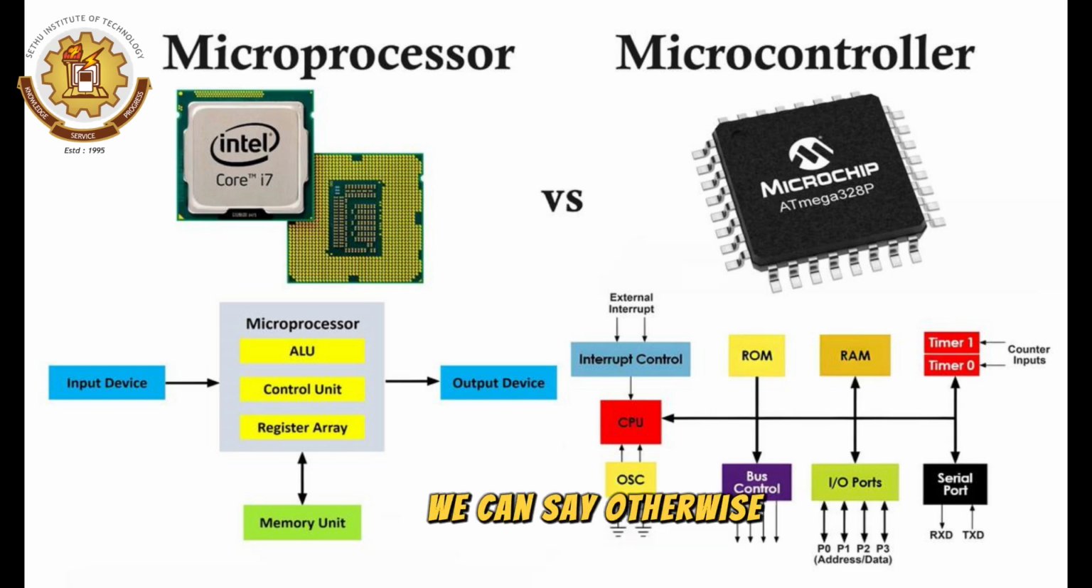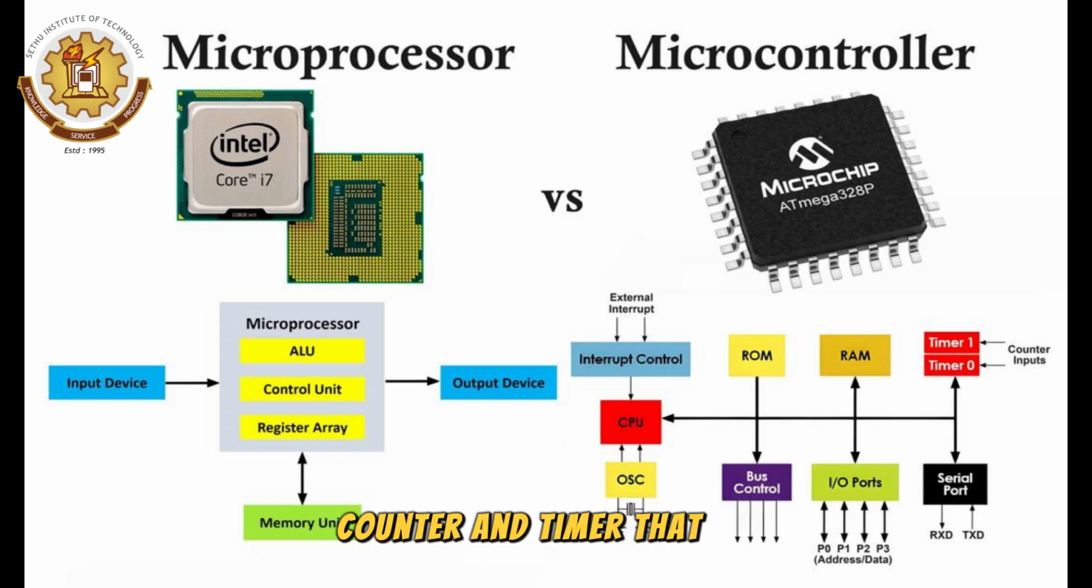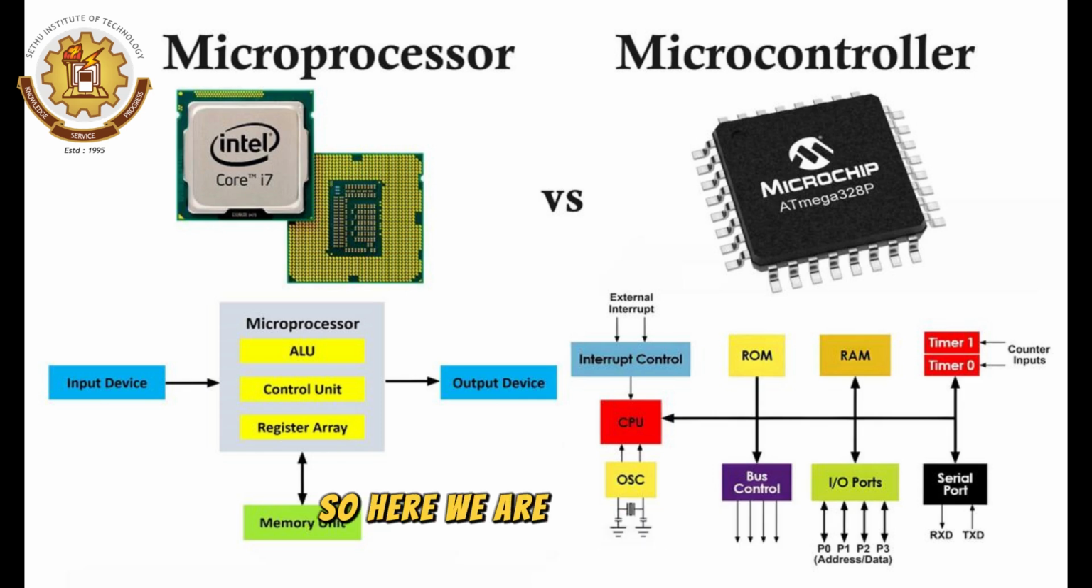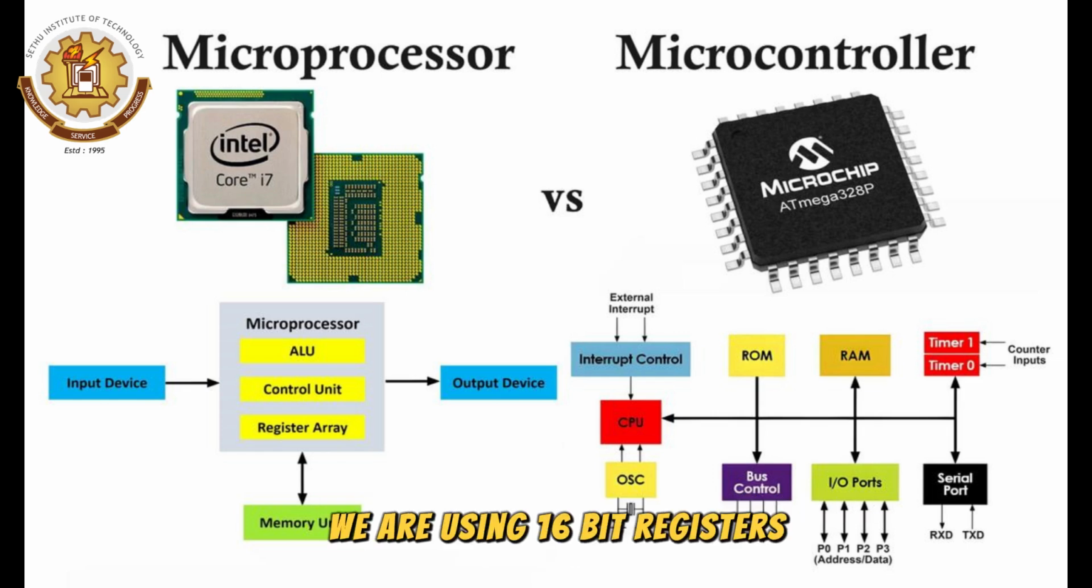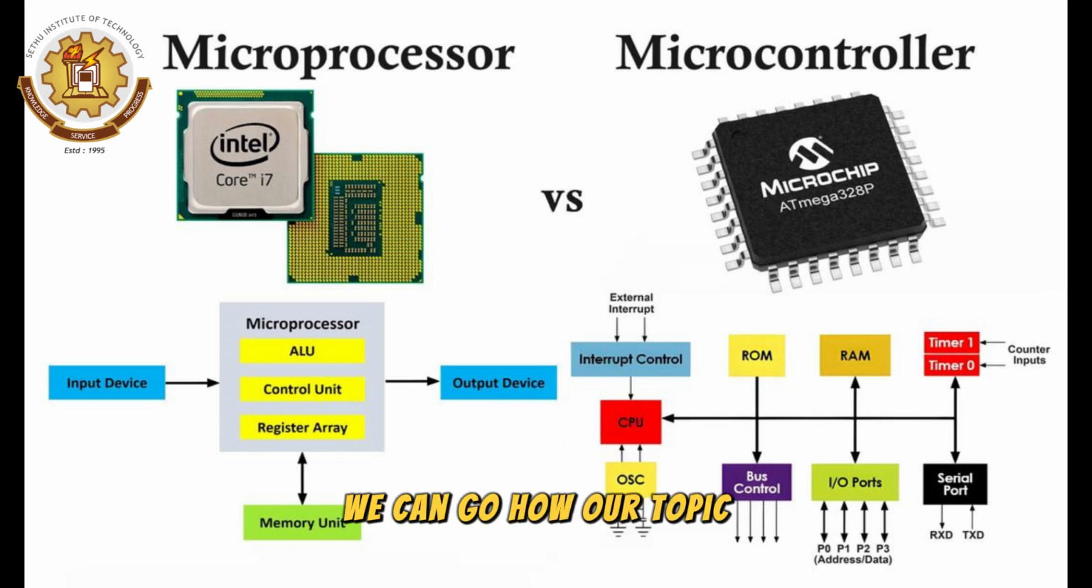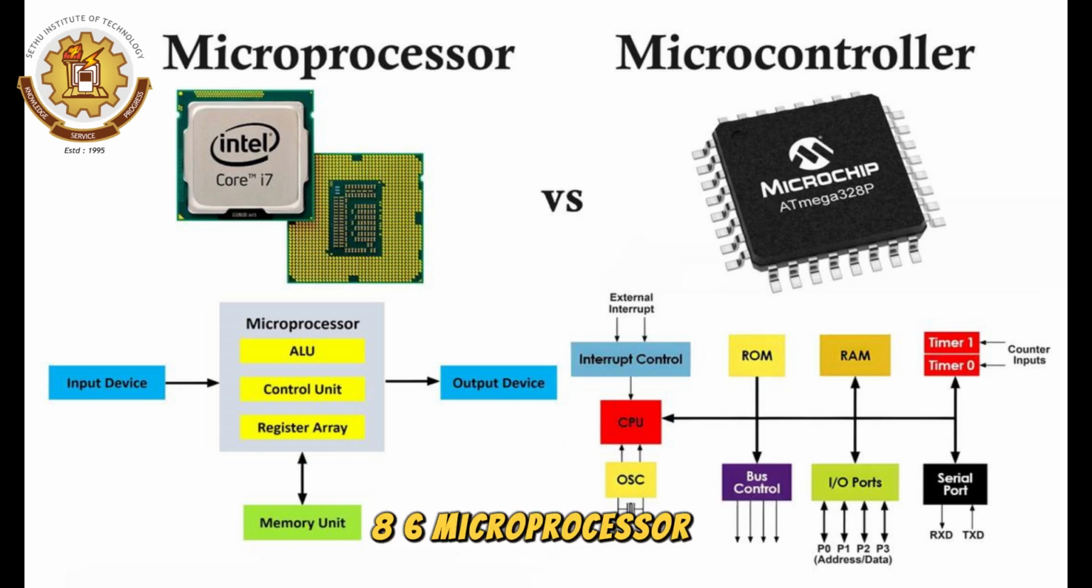We can say otherwise that wherever we are using a counter and timer in a microprocessor, based on that timer and counter we can call it a microcontroller. Here we are using an 8-bit register, whereas in a microprocessor we are using 16-bit registers. Now we can go to our topic, that is called the 8086 microprocessor.